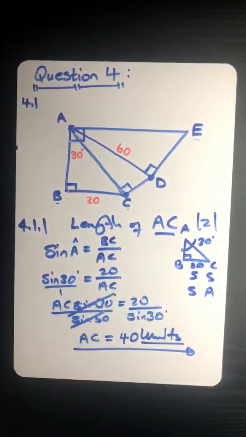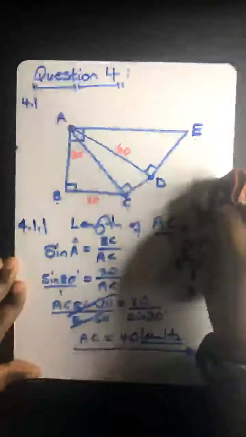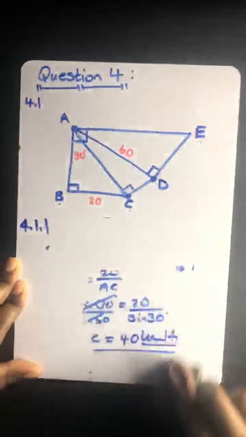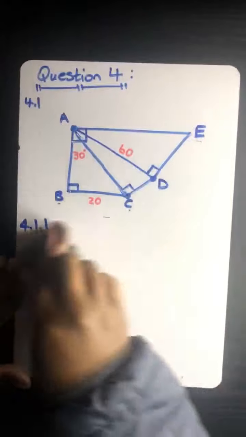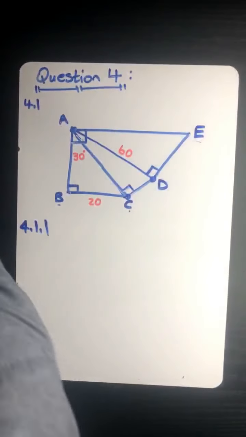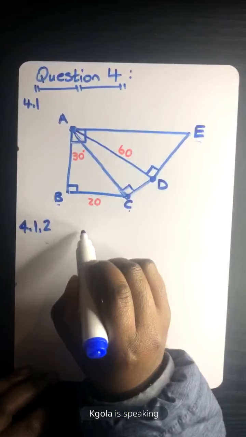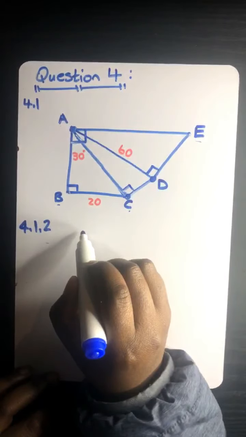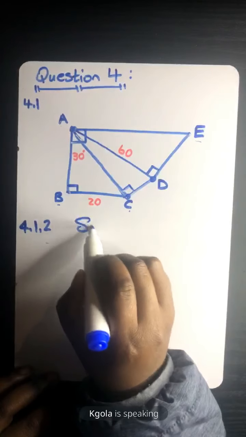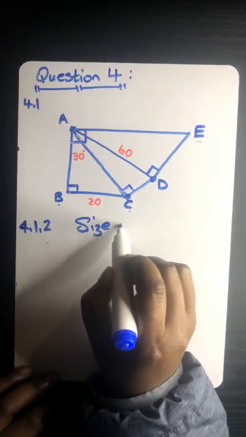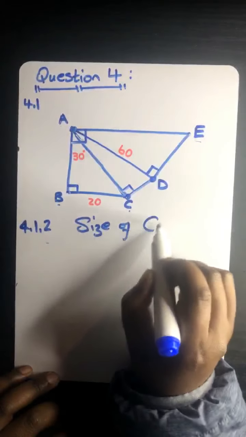Forget about it. Okay, so now let's move to question 4.1.2. What does question 4.1.2 say? Can someone quickly read it for us over there? It says size of CAD.